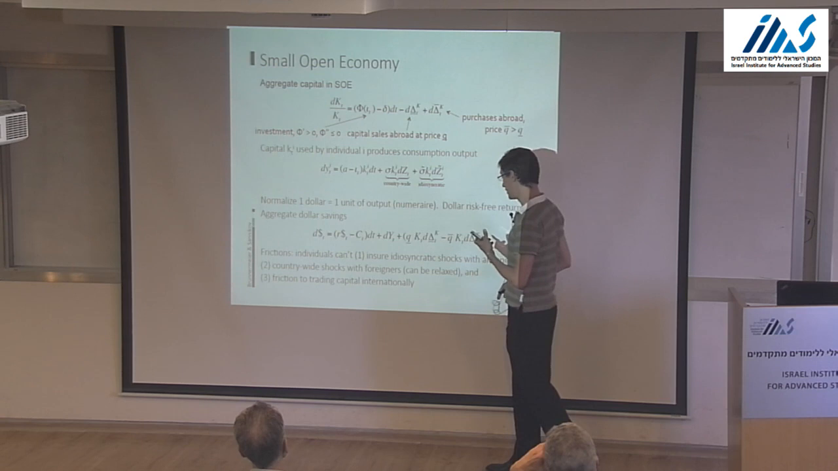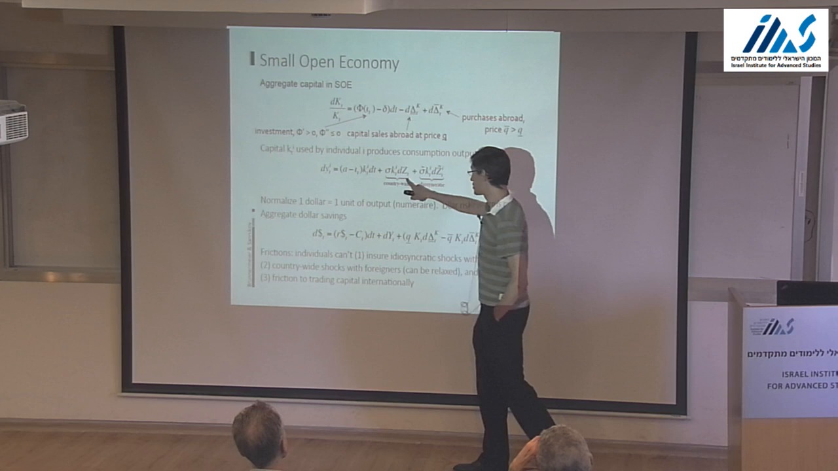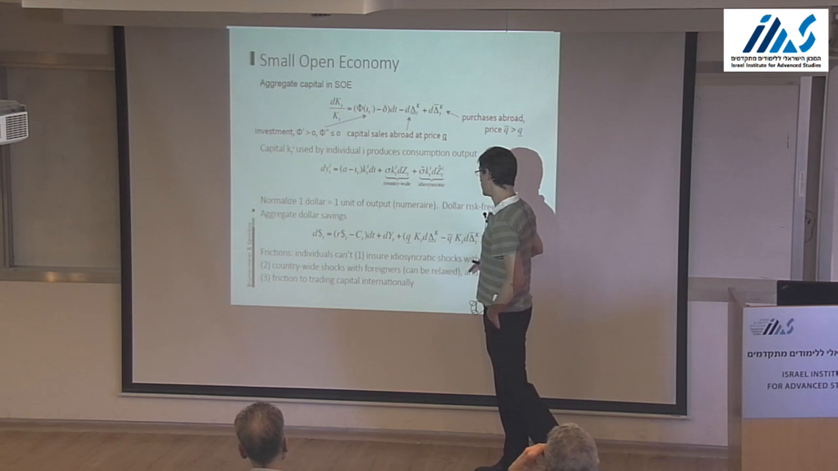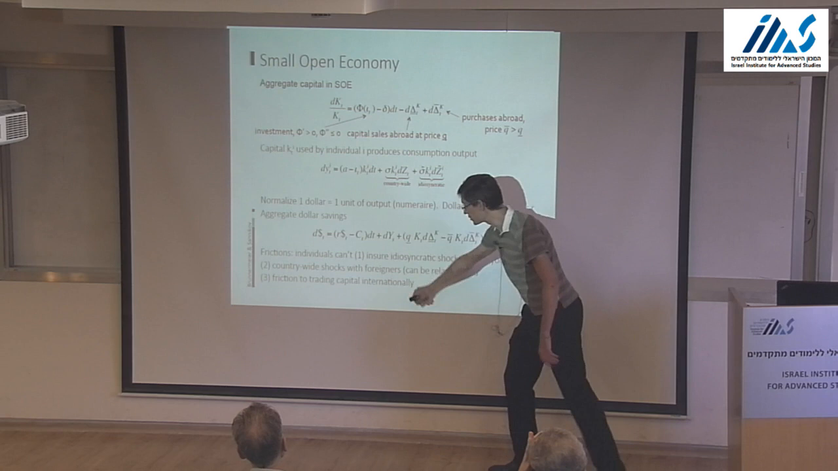Then there are the countrywide shocks. We have a version where they can be insured, but for simplicity, let's say that they're uninsurable. But if you want to hedge them, you can basically save dollars. And there is a friction to trading capital internationally.